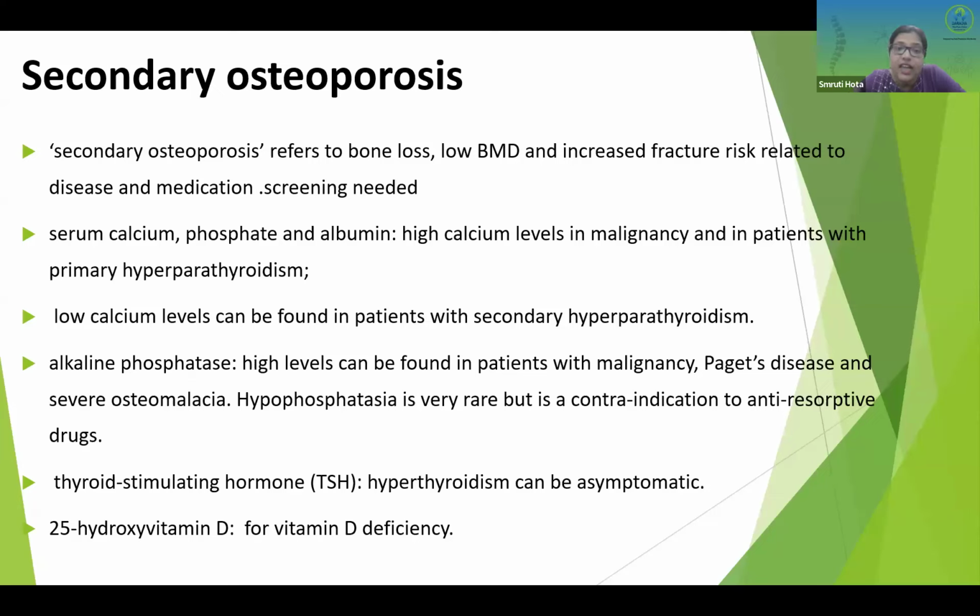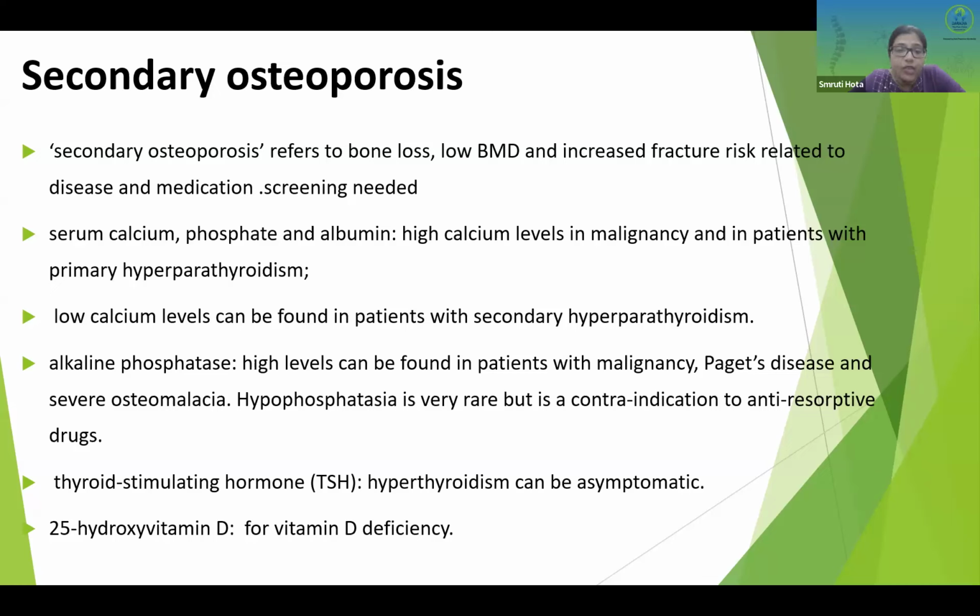And if there is reduced phosphatase, that is hypophosphatasia, though it is very rare, it presents with low alkaline phosphatase, and this is another contraindication to anti-resorptive drugs like bisphosphonates. So that's why it is important to do all the tests before starting a treatment or before ruling out the diagnosis. We should also assess thyroid function, especially TSH, because hyperthyroidism, even when asymptomatic, can accelerate bone turnover and cause significant bone loss.